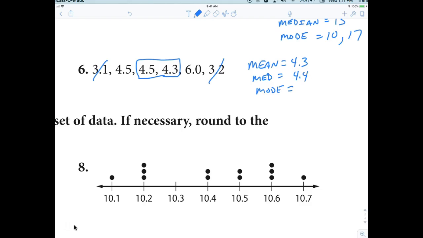Is there a mode? 4.5. Is everybody okay with this? Hey, anybody have any issues? I agree. All right, it's not difficult.